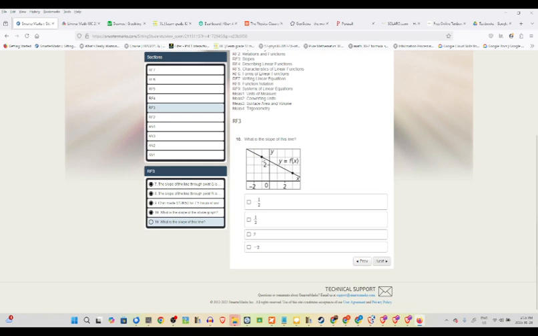Now the slope of this line, we start at 3. We come down to 1. So our rise is negative 2, and our run is 1, 2, 3, 4. Negative 2 over 4 reduces to negative 1 over 2.